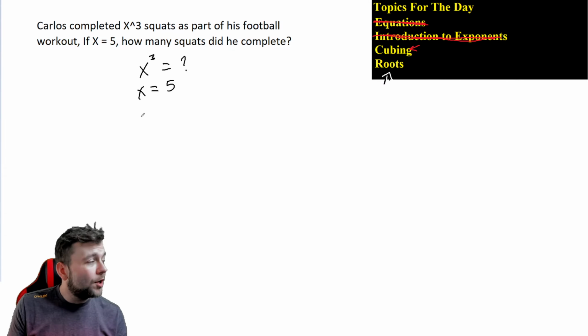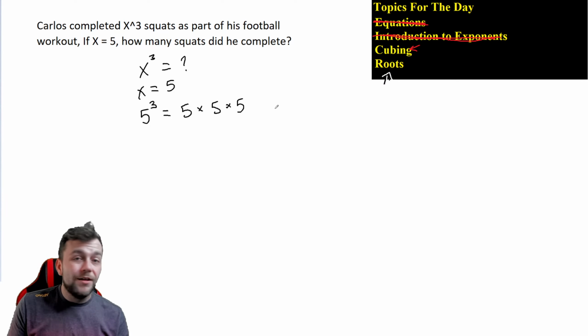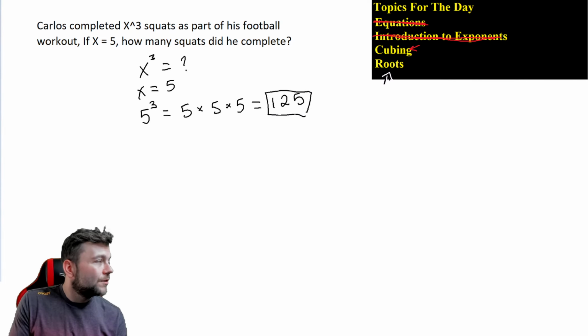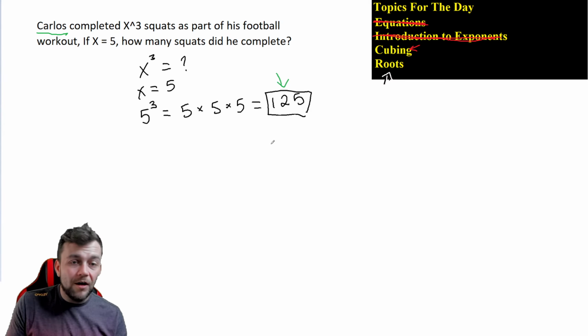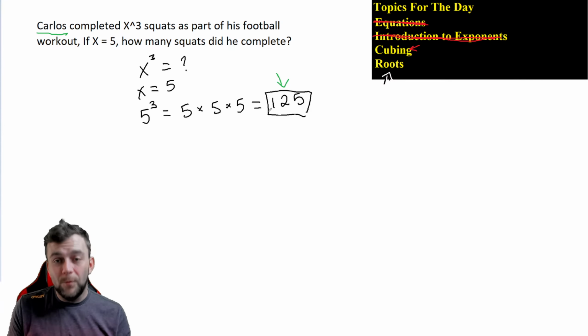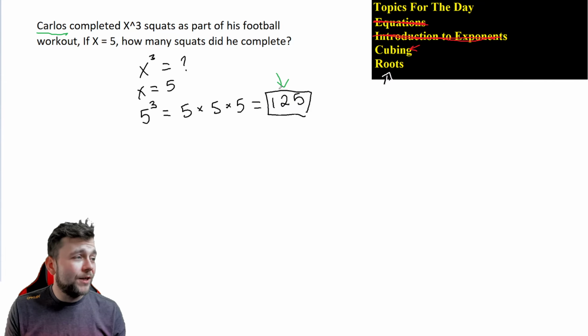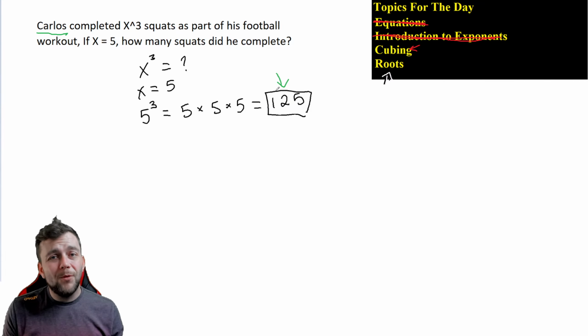So we'll rewrite the problem as 5 cubed. And what does that equal? Well, that is 5 times 5 times 5. What is 5 times 5 times 5? Yep, 125. And that is our answer. So this guy, Carlos, is a beast. He has completed 125 squats for his football workout. It's a pretty good workout, if you ask me. Not too hard of a problem.